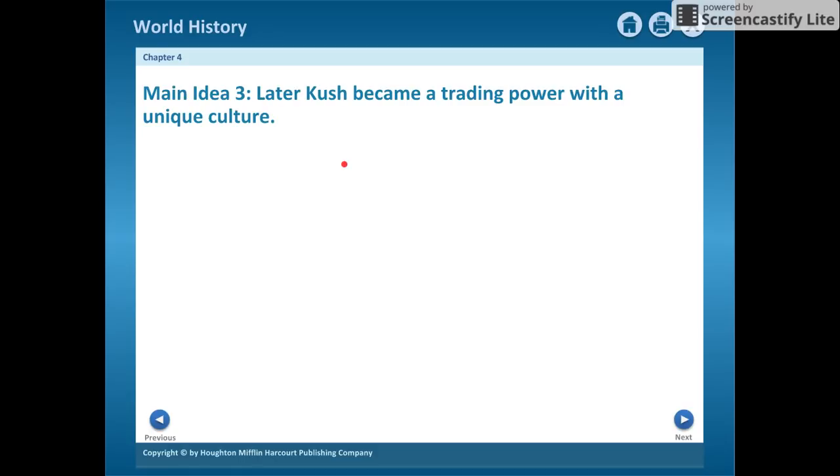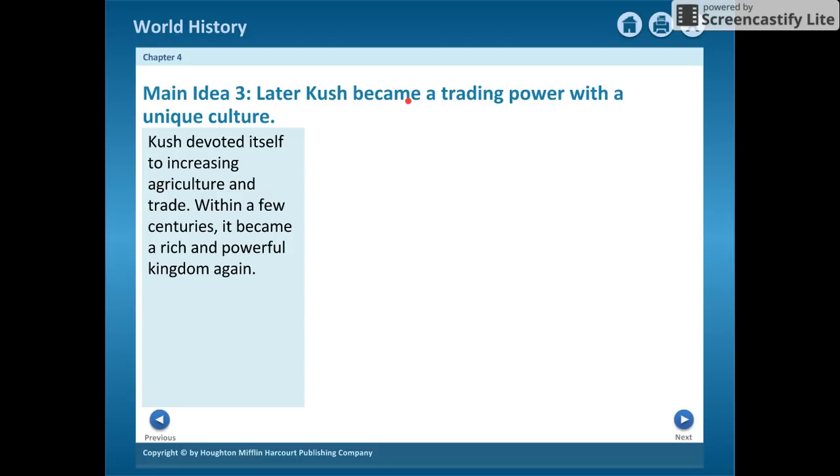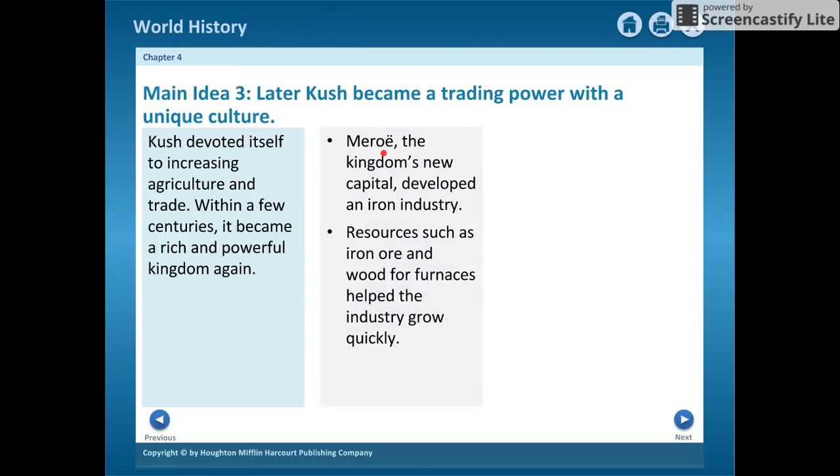Main idea 3. Later, Kush became a trading power with a unique culture. Kush devoted itself to increasing agriculture and trade. Remember, agriculture is farming. Within a few centuries, it became a rich and powerful kingdom again. Meroe, the kingdom's new capital, developed an iron industry. Resources such as iron ore and wood for furnaces helped the industry grow quickly.